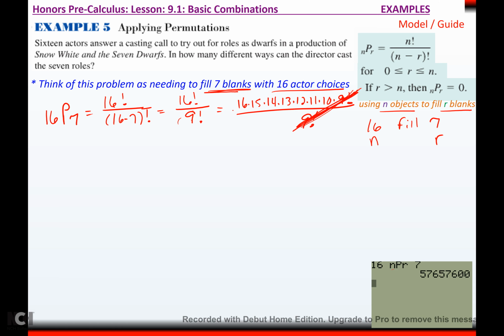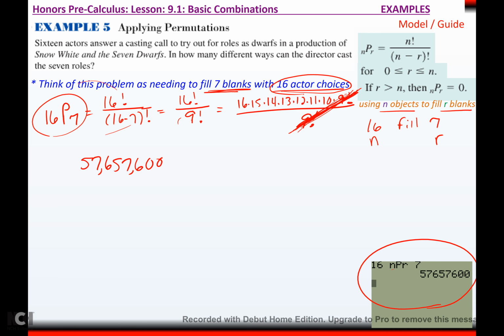And again, I would just use a calculator. You could just type 16 times 15 times 14 times. Again, I'd like you to write the formula out, but I don't mind if you get the computation using the calculator, because what's most important is that you understand where the numbers go and what it means. So I would prefer that you show work and then type it in the calculator. You type 16 nPr 7 and you get 57,657,600 possible castings for the 7 dwarfs. And that's just if you only have 16 choices.